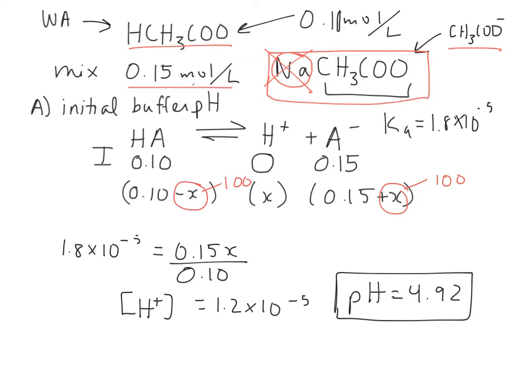What I want to see though is how this buffering system that I've created, and I now know the pH value for, can resist a change to this pH value when I add in some protons or maybe add in some hydroxide, okay?